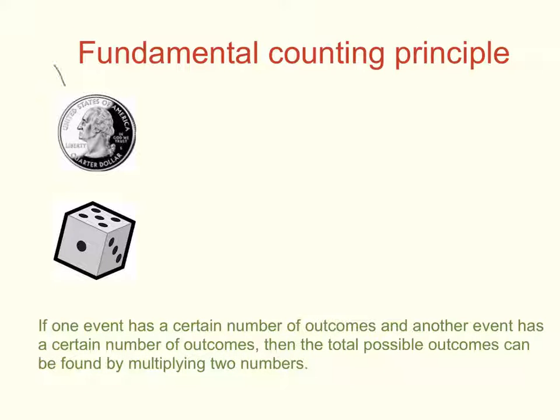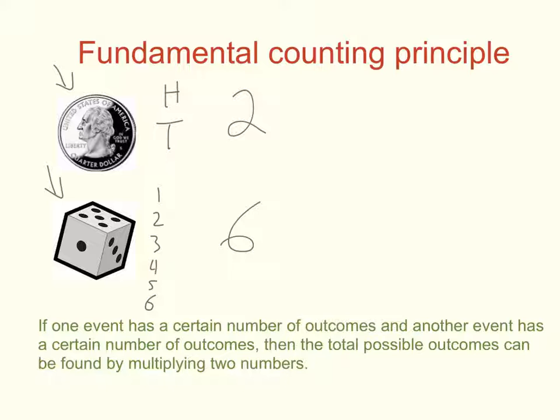Now here's what that means. If we were to flip a coin like this one, we know that when we flip it, one of the outcomes could be it could land on heads, the other could land on tails. There's two possible outcomes if we flip that coin. Now if we roll this die here, there's 6 possible outcomes. The numbers 1 through 6 could come up.